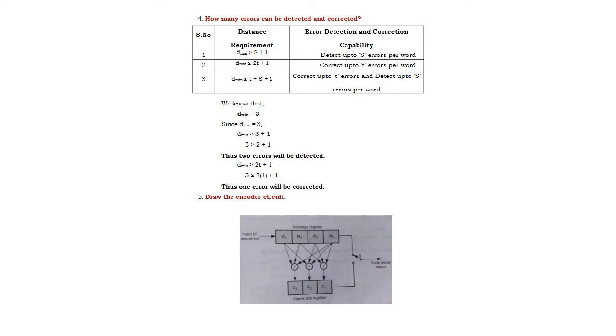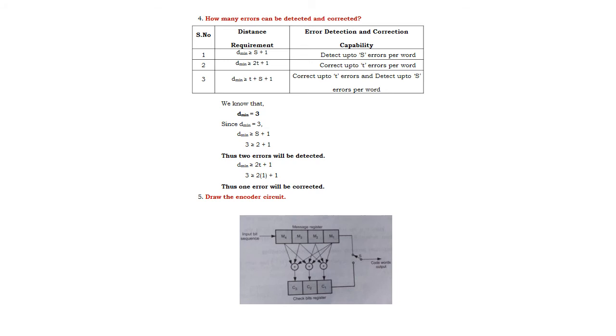How many errors can be detected and corrected? D minimum is greater than or equal to S plus 1 to detect up to S errors per word. D minimum is greater than or equal to 2t plus 1 to correct up to t errors per word. D minimum is greater than or equal to t plus S plus 1 to correct up to t errors and detect up to S errors per word. So D minimum is equal to 3. So for S plus 1, we have 3 is greater than or equal to 2 plus 1. So thus 2 errors will be detected. Okay. So thus 1 error will be corrected.